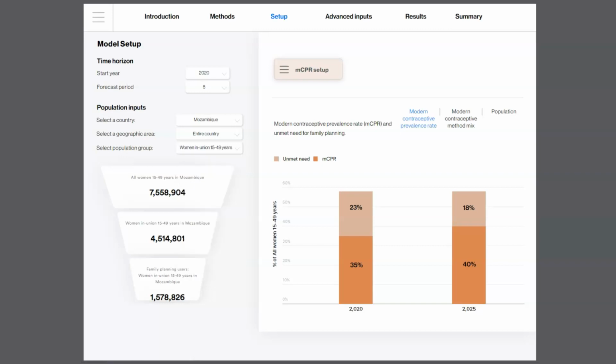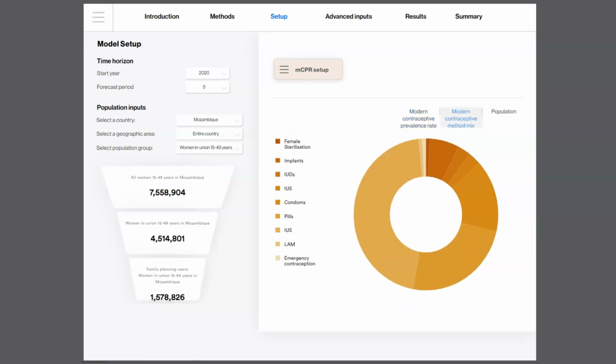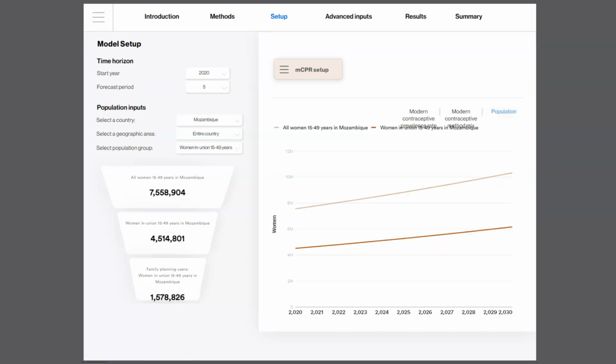So the whole forecast is driven by modern contraceptive prevalence rate. In the setup, we will put the current method mix, so different long-acting and short-acting methods and the current proportions. Then you have the policy goal. In this case, we are advocating for a 5% increase in the uptake. So then you put the targeted contraceptive method mix for this year. It's all done here in the setup. Then the tool shows you the current method mix and also the population. Say here we have all the women, and this is in union what we're actually looking at.